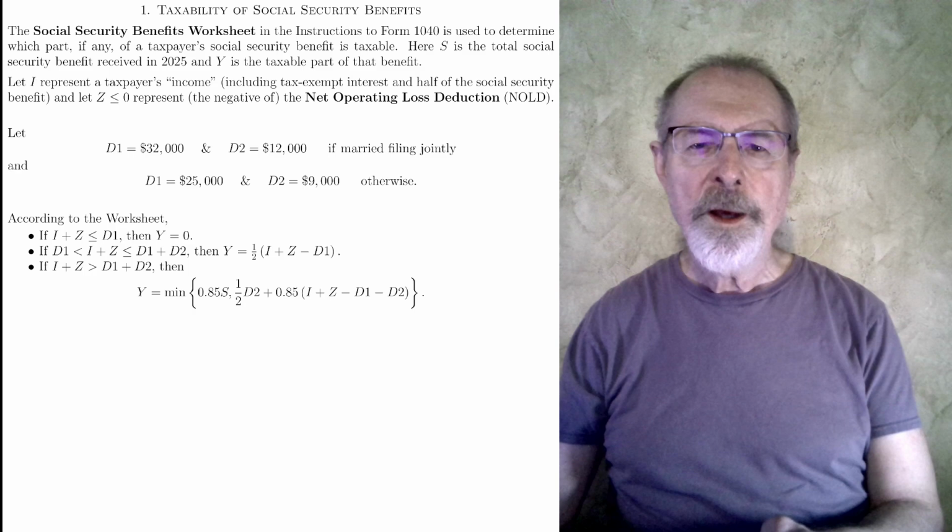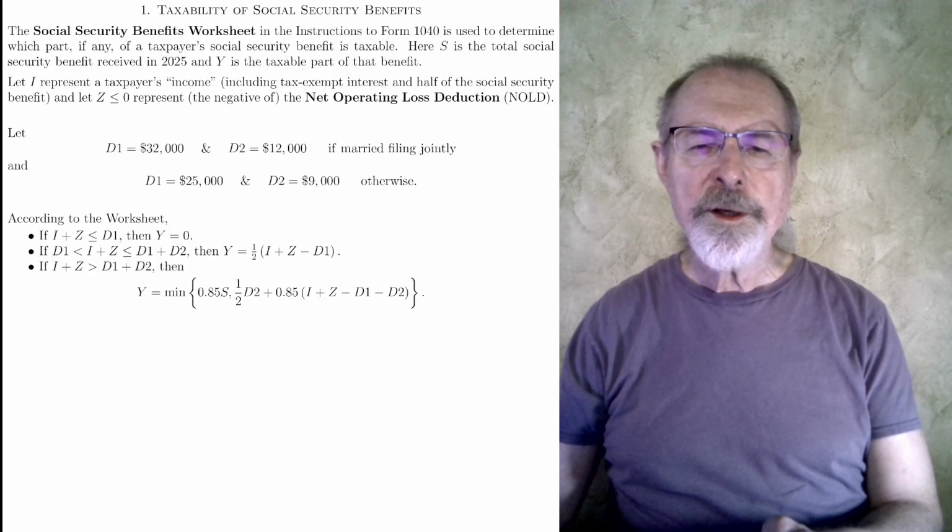So this is going to be 1/2 of the Social Security benefit plus all the usual sources of income, minus any adjustments from Schedule 1, and then plus non-taxable or tax-exempt interest. D1 is going to be $32,000 if a couple is married filing jointly, and $25,000 otherwise. And D2 is $12,000 for a married couple filing jointly, and $9,000 otherwise.